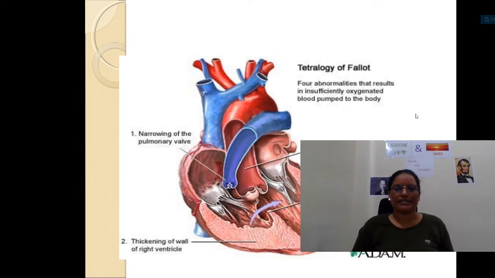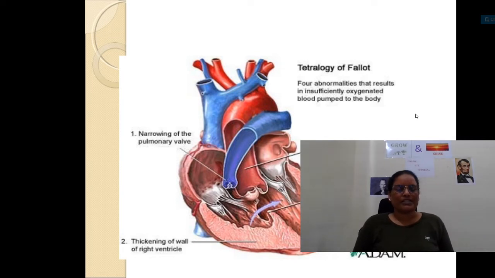And where are these conditions present? First, pulmonary stenosis, narrowing of the pulmonary valve. Then right ventricular hypertrophy, thickening of the wall of the right ventricle. Then displacement of the aorta over the ventricular septal defect, an opening between the left and right ventricles.